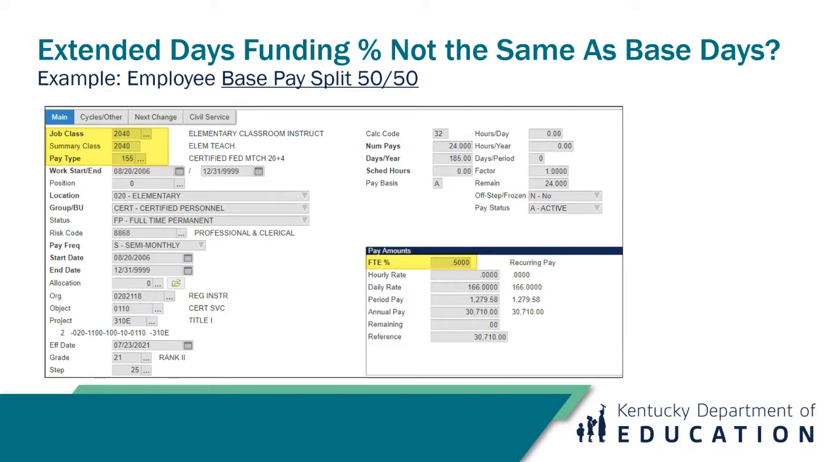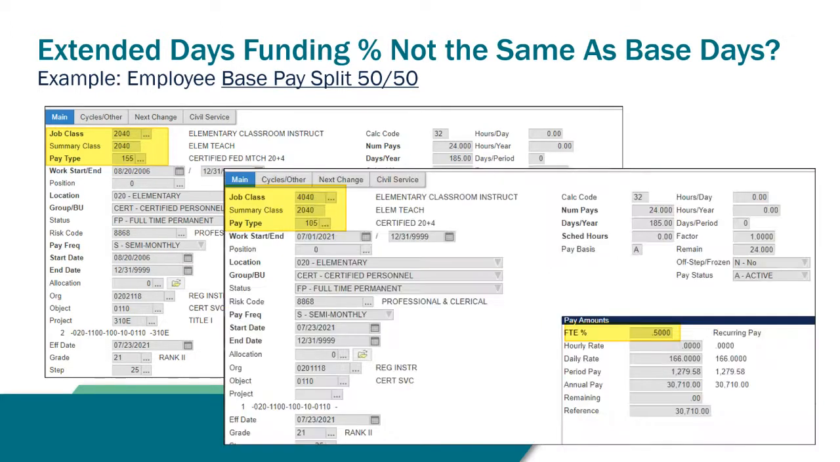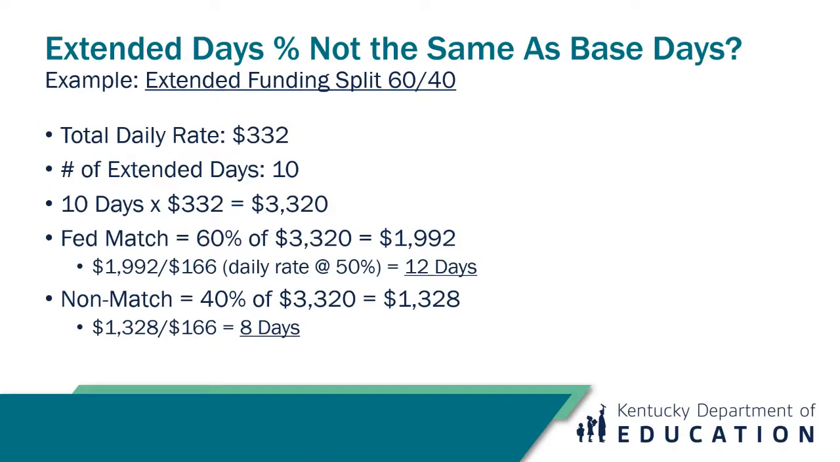Also, you have the situation, what if your extended day funding is not the same as your base day? So this person is split 50-50, federal versus general fund. So there's the 2 jobs with its split, but their extended days are actually split 60-40. So more math is now involved.